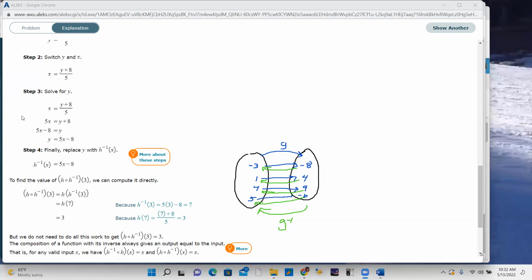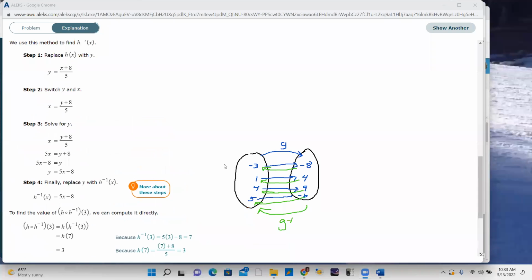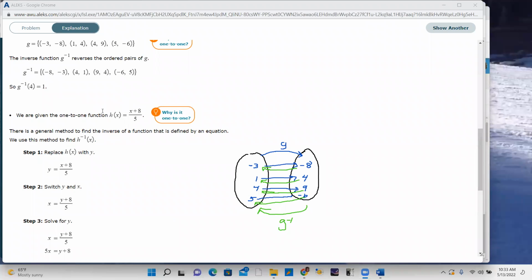So like it says, all of this is a lot of work, because when you compose a function with its inverse, as long as it's 1-to-1, you're going to get back the original value. It's like, if you start at -3 and put it in G, and then you take the inverse, you're going to be back at -3. Or if you start with the inverse of, say, 4, you're going to get 1. And then if you compose it with G, you're going to be back at 4. Okay, so this is all true as long as the function is 1-to-1.